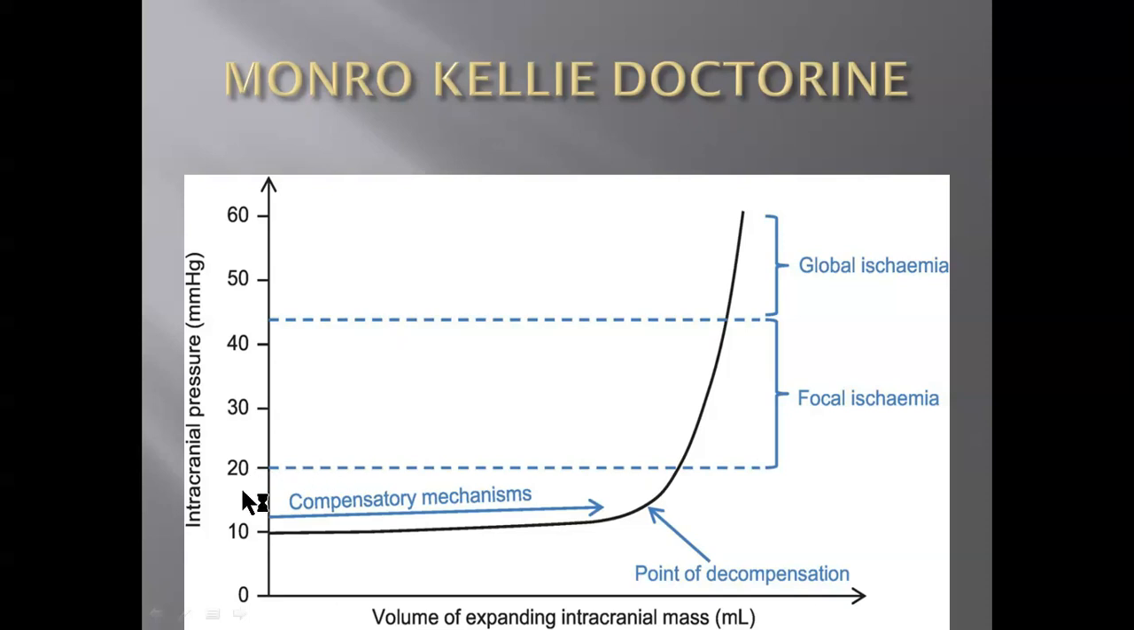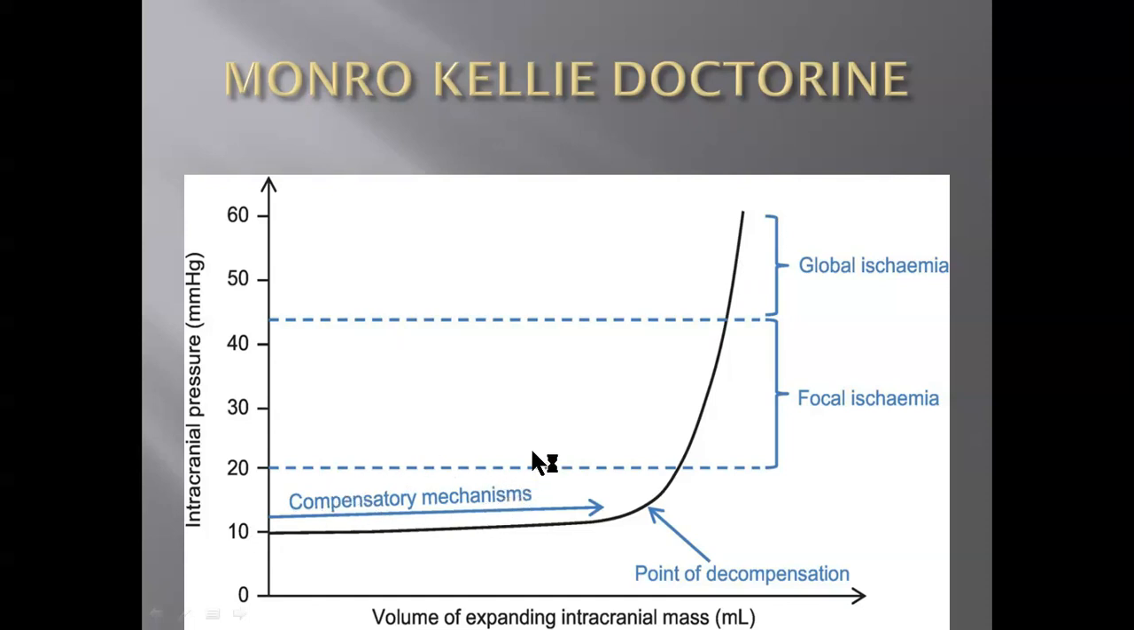A few compensatory mechanisms work to maintain the ICP between 10 and 20, but only up to a certain level. If that level is exceeded, these compensatory mechanisms will fail, and that will cause a sharp increase in your ICP. That would cause focal ischemia, global ischemia, herniation, and ultimately lead to death.